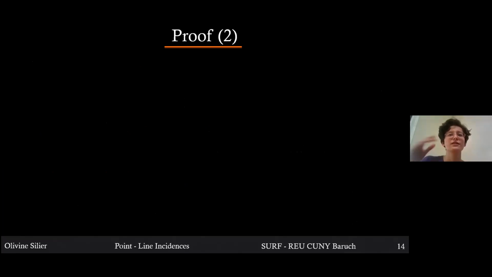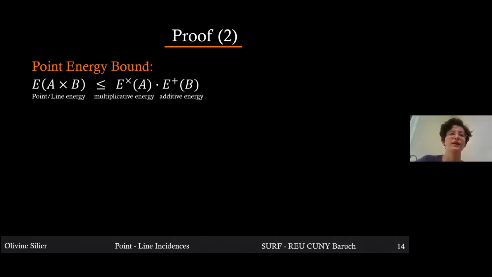And so the second point here is that using this definition of point line energy, we found this result here that allows you to bound the point or line energy, if your point set or line set is a Cartesian product, written here as A cross B, in terms of a product of the multiplicative and additive energy of the X coordinates and Y coordinates.